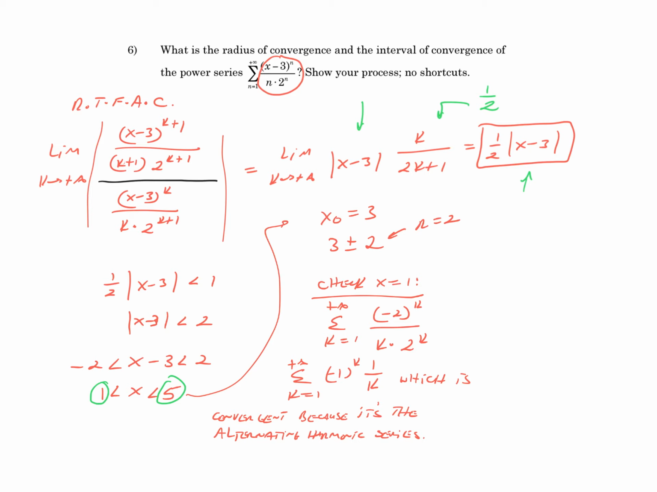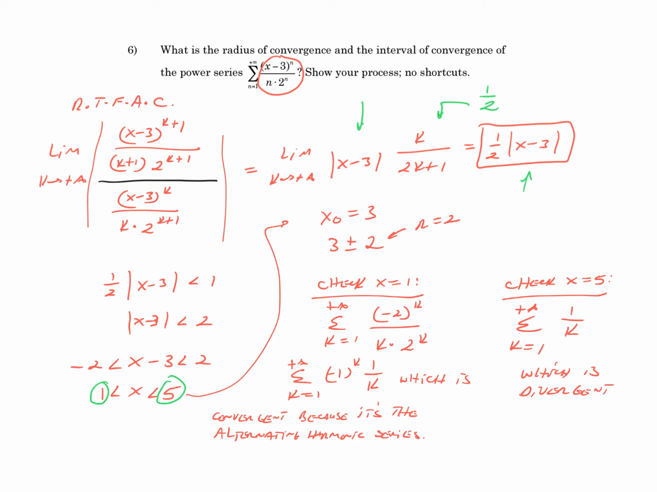And then we are going to check x equals 5. Plug that into the original, and we get what? 5 minus 3, I'm just doing that in my head. That's just going to leave you the sum from k equals 1 to positive infinity. The 2 to the k's are going to cancel out. And I'm going to be left with 1 over k, which is divergent.